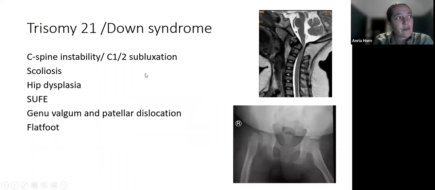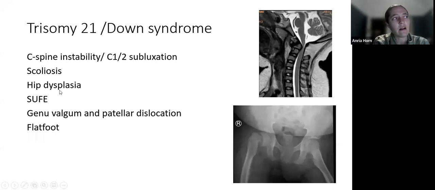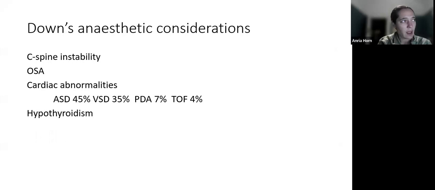So they have, like you said, C1, C2 subluxation. They're prone to scoliosis. They're prone to dysplasia. Yeah, it's not such a big thing. They are prone to SUFE. This is an example of a patient with Down syndrome with SUFE. That's another example of a patient with Down syndrome with C1, C2 instability. They get genu valgum and patellar dislocations and then flat foot. So basically all the hyperlaxity related problems.